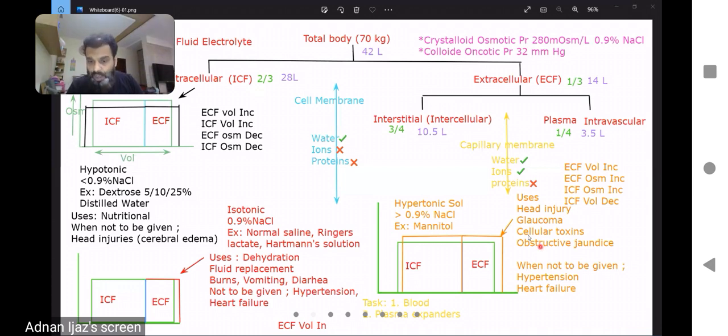So that is why we say hypertonic solution is an osmotic diuretic. What do we say? Osmotic diuretic. Diuretic is a solution which increases urine output, and an osmotic diuretic is a solution which acts on the basis of osmolarity.